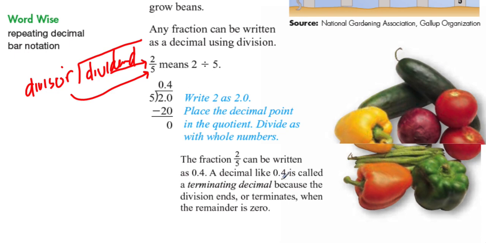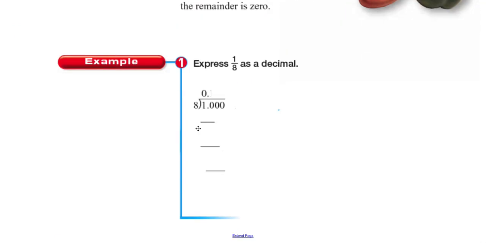A decimal like 0.4 is called a terminating decimal, because the division ends or terminates when the remainder is 0. That's exactly why it's called a terminating decimal: when you divide the numerator by the denominator, the division ends, because the remainder now is 0. Let's take a look at an example and see how this works.